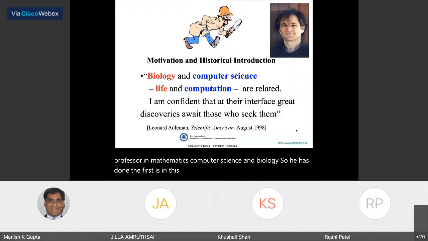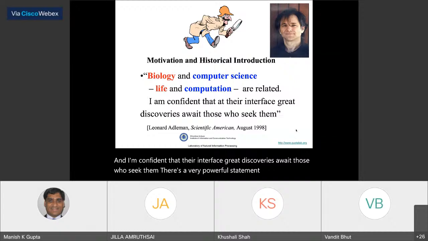I'll talk more about his work, how he came up with these ideas. Edelman, after working in this area, mentioned this quote, which I am re-quoting: biology and computer science, life and computation are related, and I am confident at their interface, great discoveries await those who seek them. It was a very powerful statement, actually.